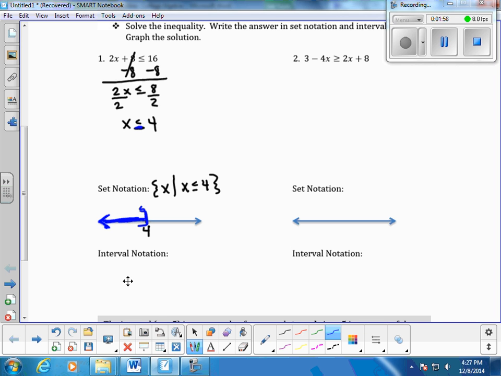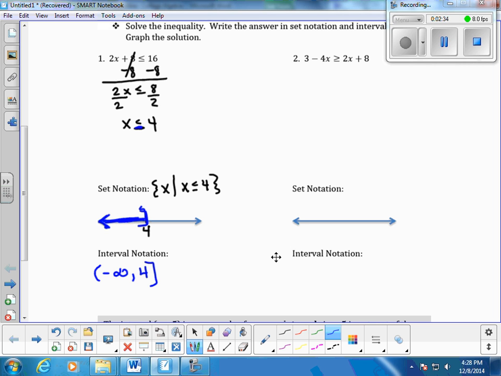Interval notation is very important and very specific that you name it left to right. So as I start reading across my paper left to right, the first thing that I come to is an arrow pointing to the left, which means negative infinity. And I continue on till I get to 4 with a bracket. And so that's going to be interval notation. We have set notation, we have our graph, and interval notation is very specific that it describes the graph as you read it left to right.